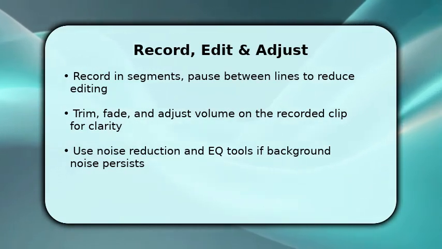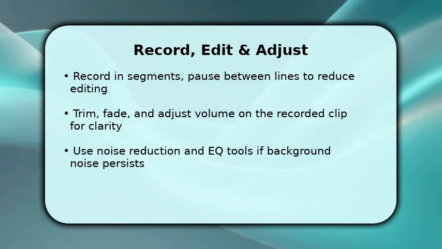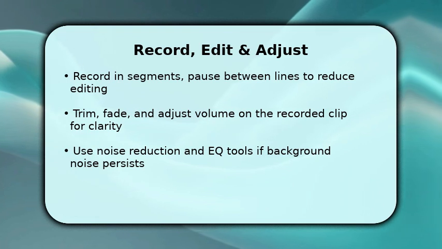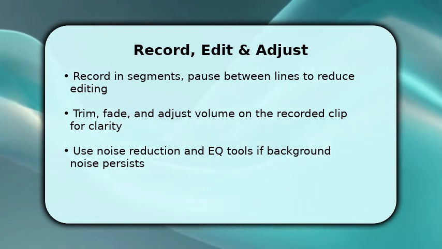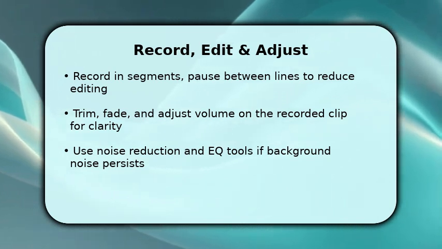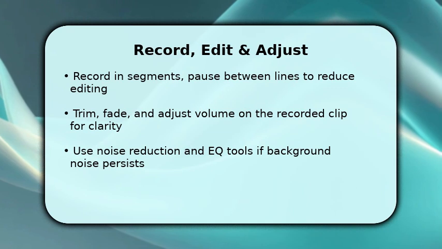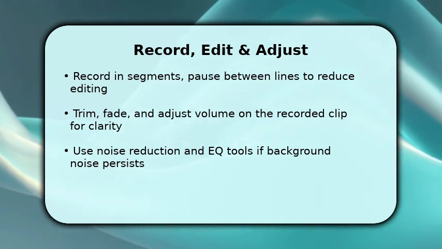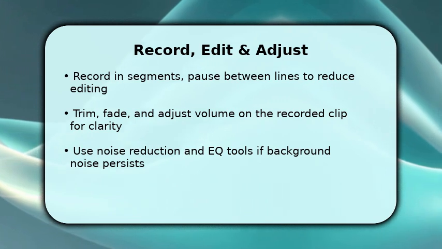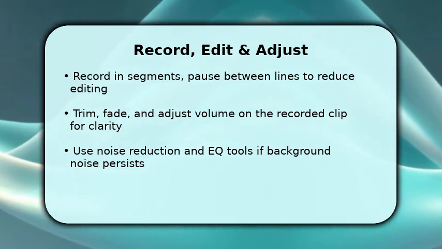Once you record, select the voice clip, trim excess, and apply short fades to remove clicks. Make volume adjustments so spoken words sit clearly over music or effects. Aim for consistent peaks without clipping. If the environment added hiss or hum, apply noise reduction and a light EQ boost around speech frequencies to improve intelligibility without making it sound processed.